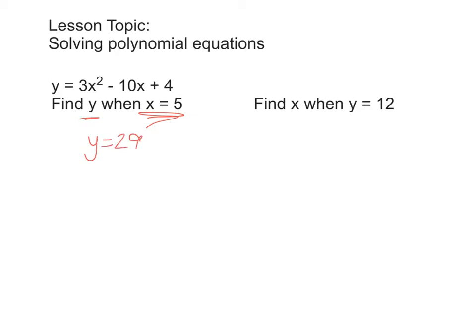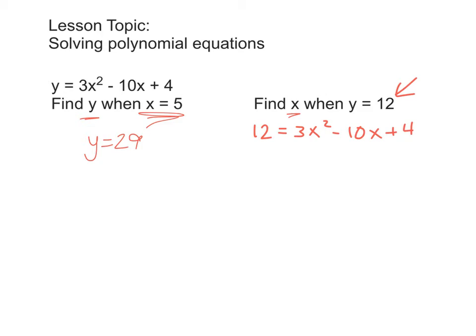Okay, but when we ask you to find x when we know what y is, we are going to have to show that work algebraically. So, first thing we're going to do is put 12 in for y into our equation. And I suggest that you always write this out as to not make mistakes when you are solving, getting the equation equal to 0, I should say.